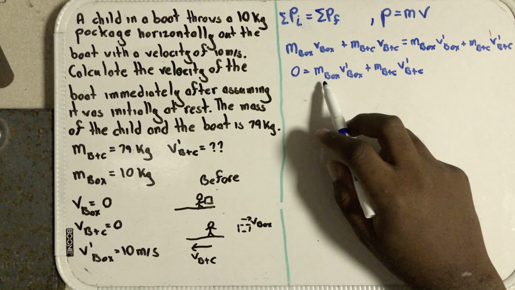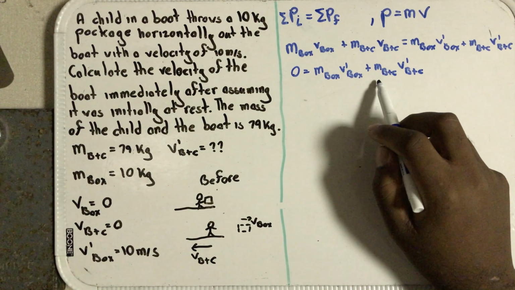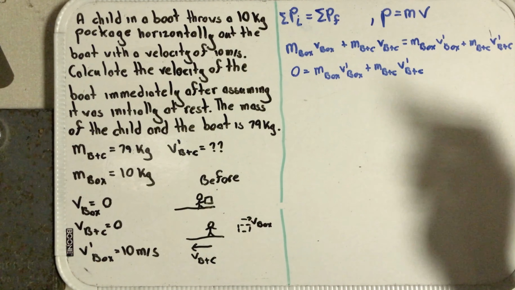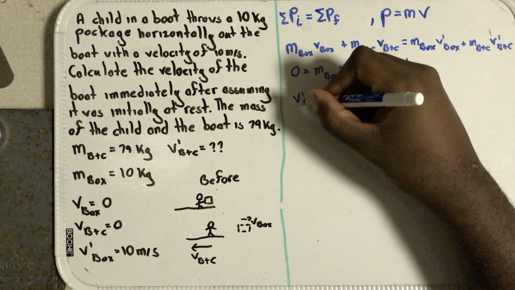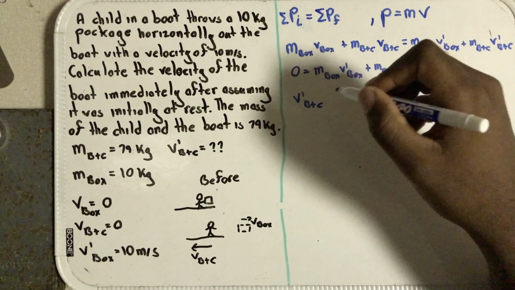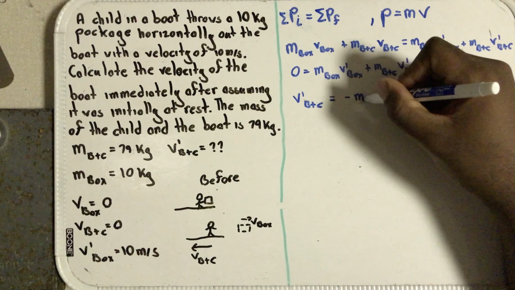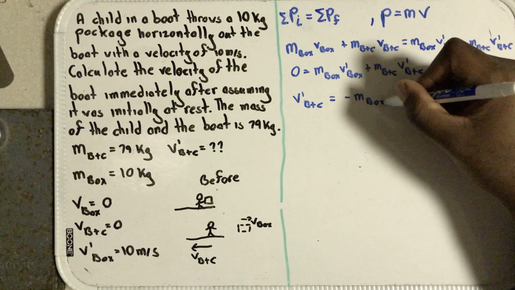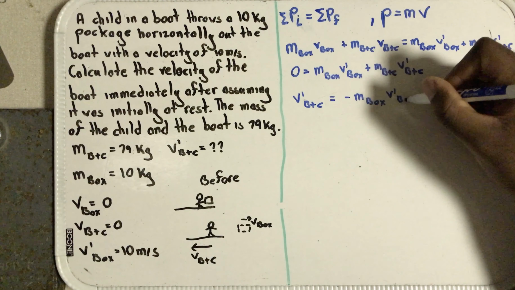And luckily for me, I know the mass of the box, I know the final velocity of the box, and I also know the mass of the boat plus the child. So with a bit of algebra, I can solve for this. So the final velocity of the box plus the child is equal to minus the mass of the box times the final velocity of the box.